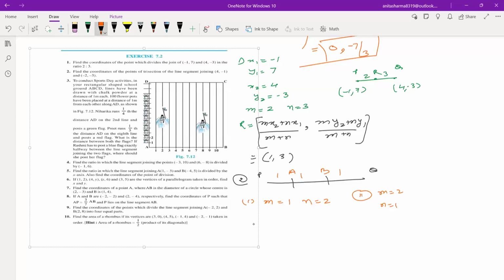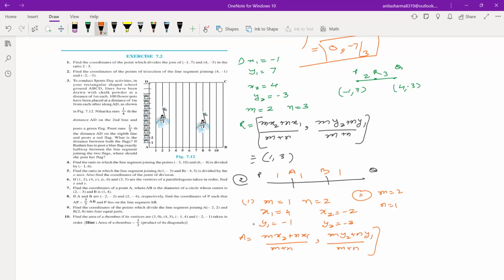See, beta, here the value of x1 is 4, y1 is -1, x2 is -2, y2 is -3. Okay, so for first case, we will find the value of A. So (mx2 plus nx1) upon (m plus n), comma, (my2 plus ny1) upon (m plus n).